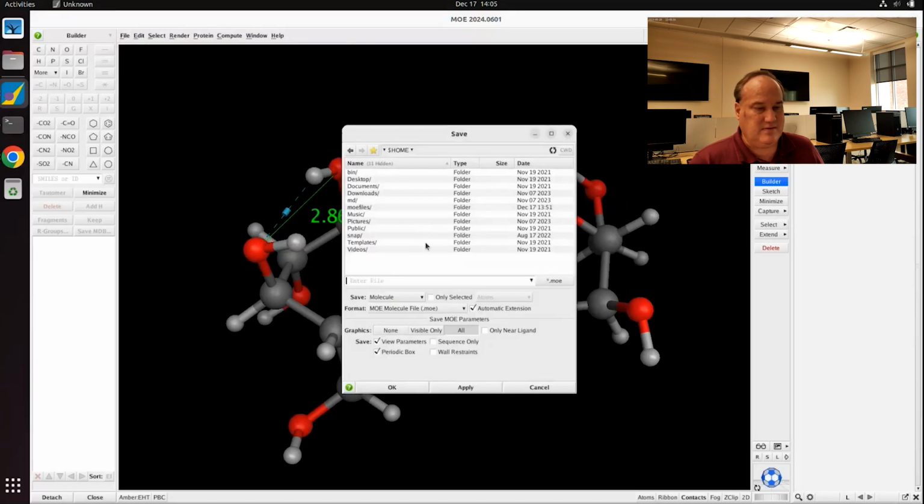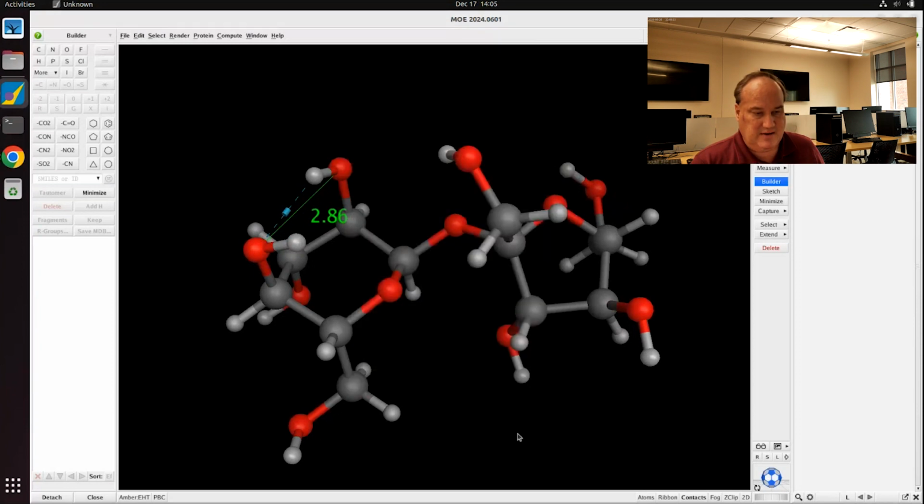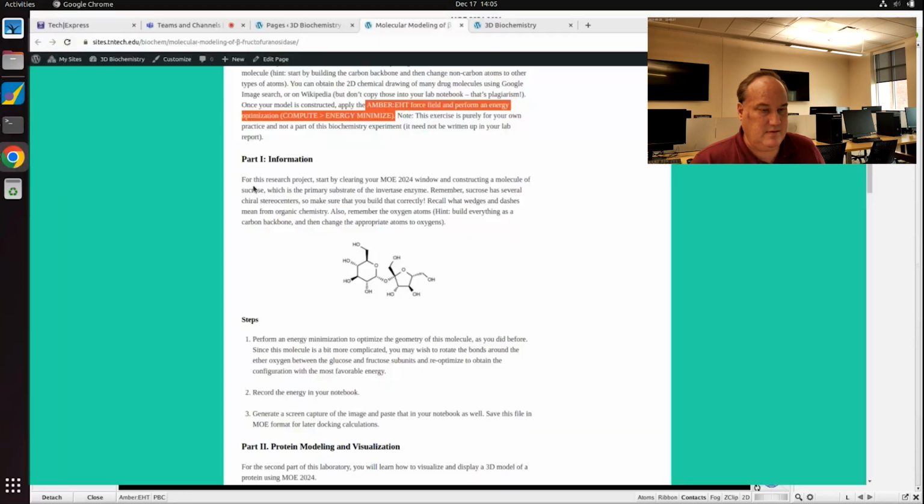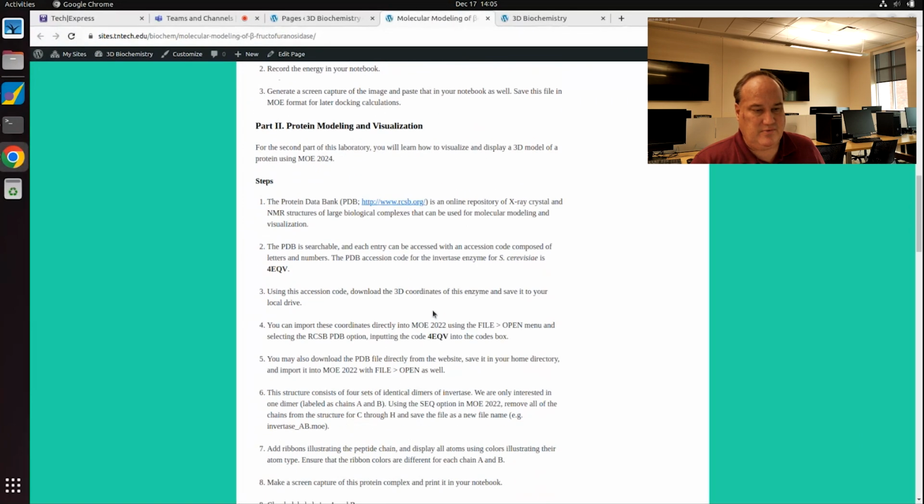Now we want to save this, so let's go ahead and save as sucrose. We're going to save it in Mo format, so now that is saved. The next thing we want to look at is our protein visualization. We're going to go to the Protein Data Bank and download the protein structure for the yeast, which is Saccharomyces cerevisiae. That's baker's yeast or brewer's yeast. We're going to download that PDB coordinates. We give you the coordinates here for 4EQV.